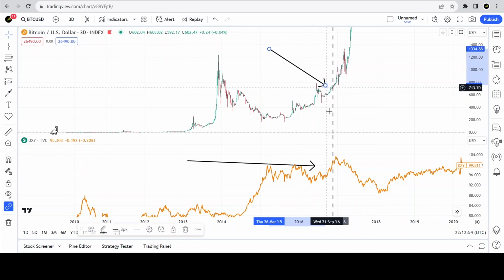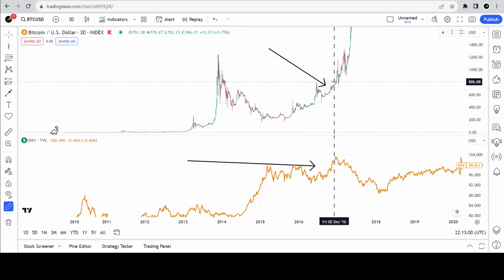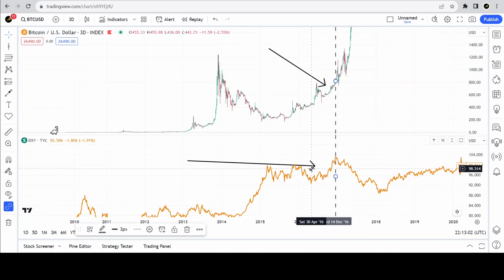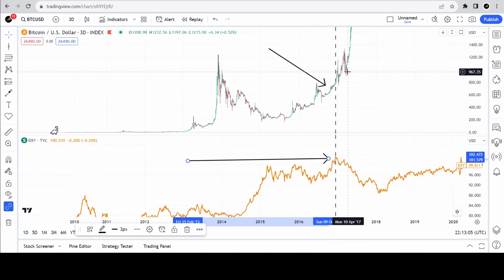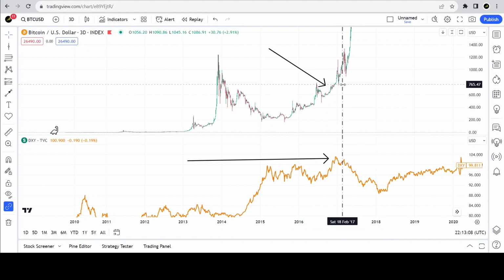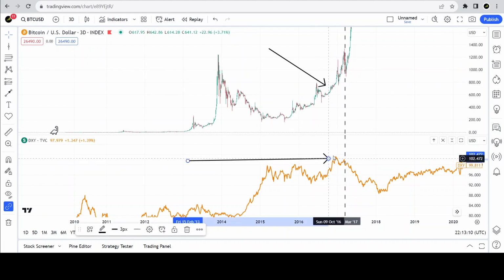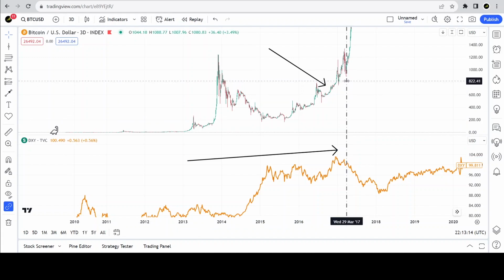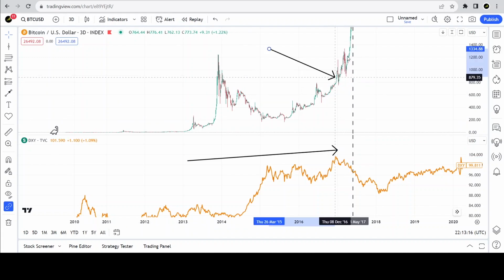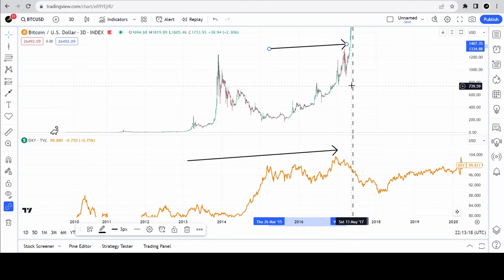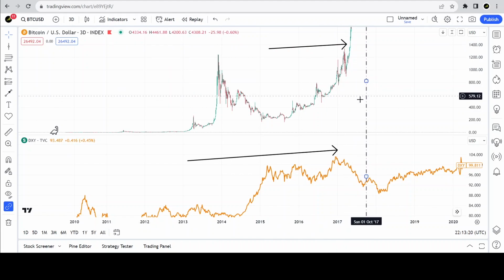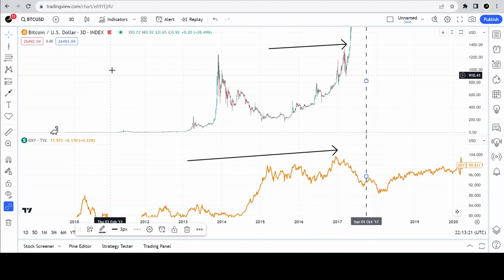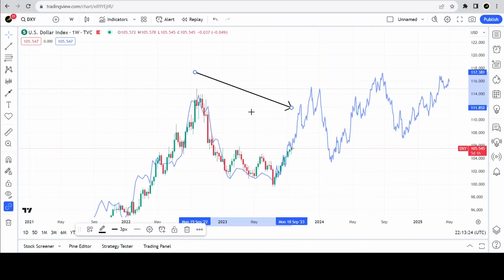So they're both moving in the same direction, but eventually the DXY comes to its peak. After this peak is formed over here, it is then that Bitcoin really just takes off. It just rips higher as the DXY is moving down. So let's jump over to today's DXY.